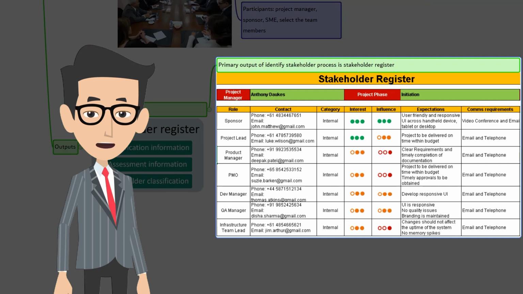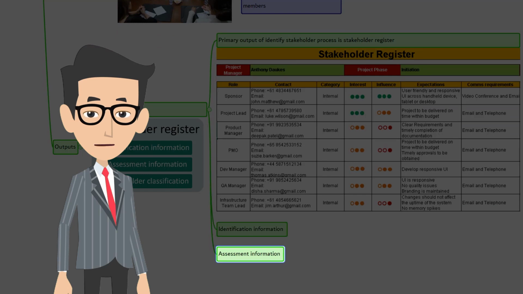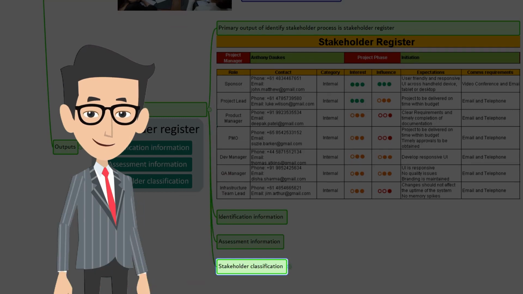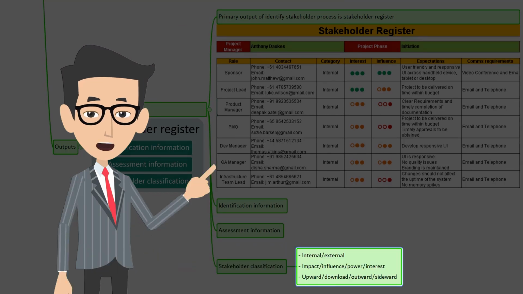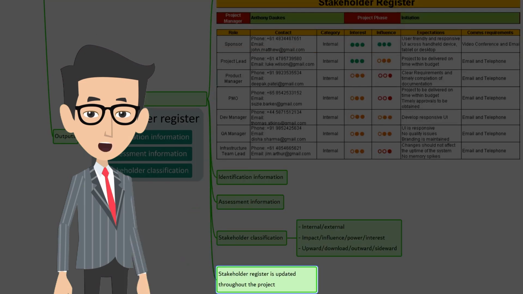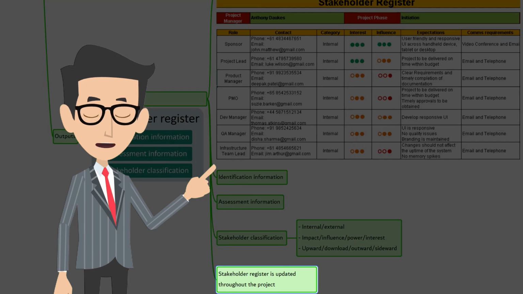The stakeholder register document contains information such as identification information, such as name, organizational position, location, contact details, and role on the project. Assessment information, such as requirements, expectations, and influence level. Stakeholder classification information based on internal or external, impact, influence, power, and interest, upward, downward, outward, and sideward influence. Remember, the register is created during the initiation of the project and updated throughout the project.